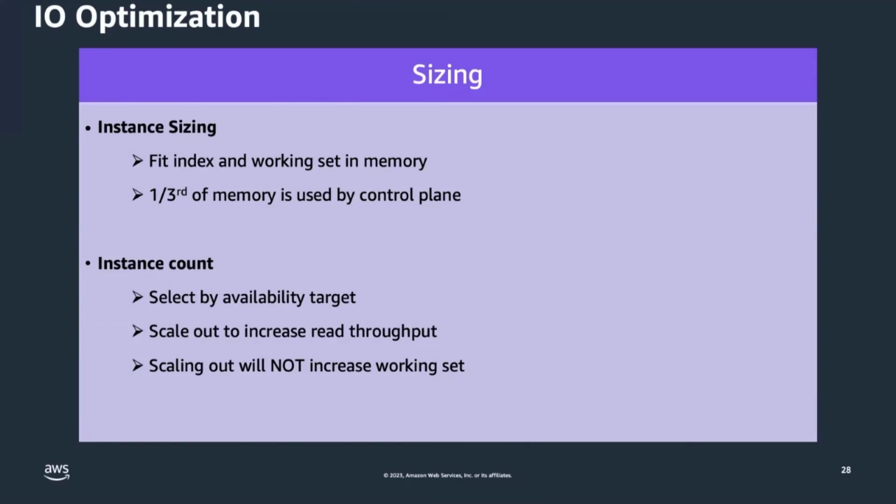If your working set is larger than the available memory in the instance, then you incur additional I/O cost for reading indexes and data from the storage layer. So, as a best practice, always make sure both your index and frequently accessed data fit into memory so that you don't have to read from the storage layer. And to remind you, instance count is determined by your availability target.